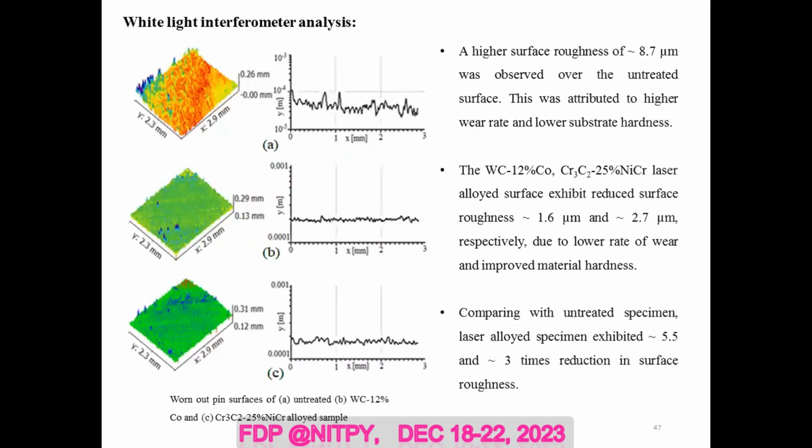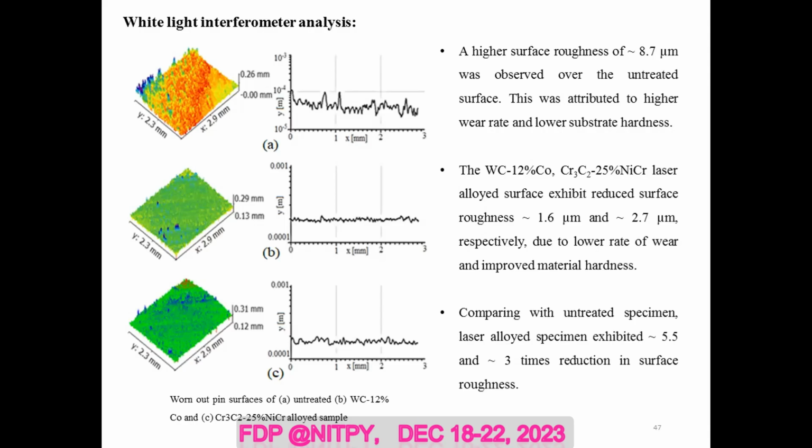Also, we have measured the roughness through the white light interferometer. You can see the top image, image A, shows very high roughness because the material loss on the worn out surface is very high on the untreated specimen. So the same is reflected here also. The surface roughness of the untreated specimen is around 8.7 micrometer. This was attributed to the higher wear rate and lower substrate hardness.